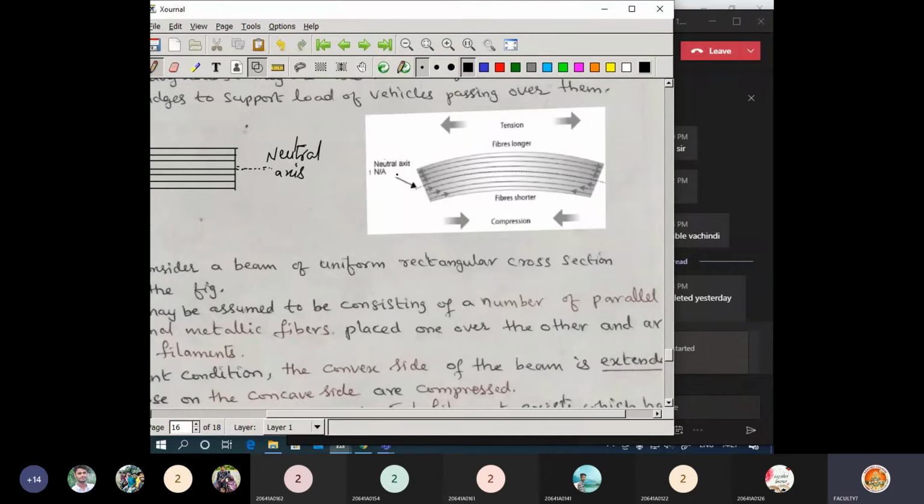Now this dotted line we are considering as the neutral axis. On the top side, above this neutral axis, all these fibers are under tension. What is the meaning of tension here? The length will be increased. Below the neutral axis, these fibers will be reduced in length. We consider those as being in the state of compression.